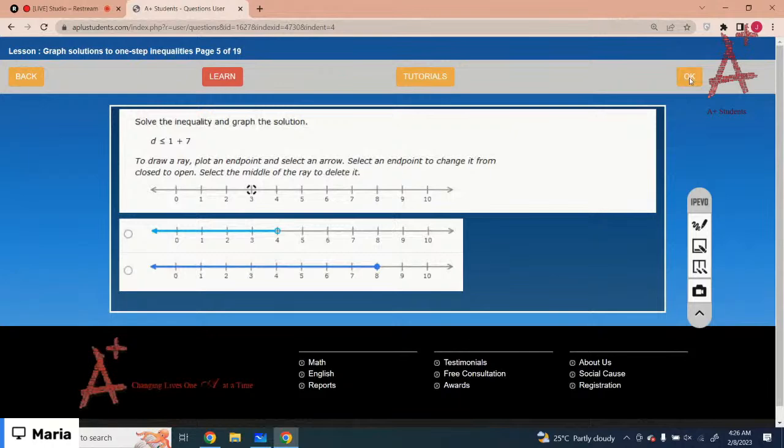Okay, D is less than or equal to 1 plus 7. So 1 plus 7 is 8. Got it? So D is less than or equal to 8. That means X can be 8. And also the graph is less than, so it must point at the left hand side. So the second option is the correct one.